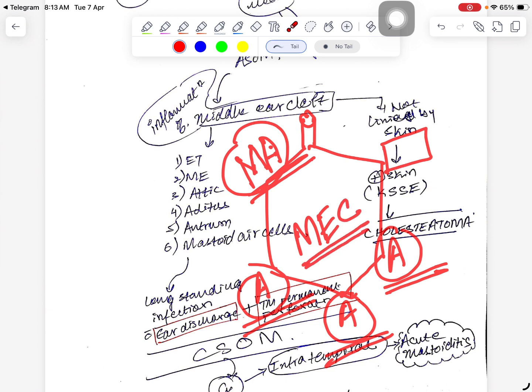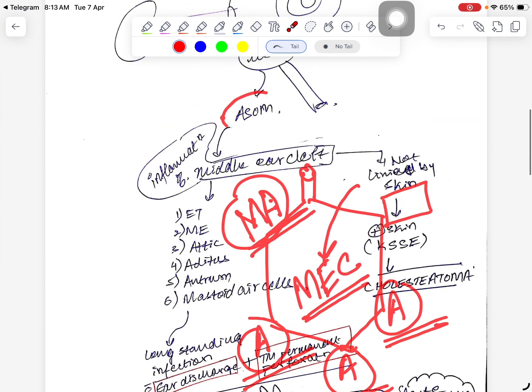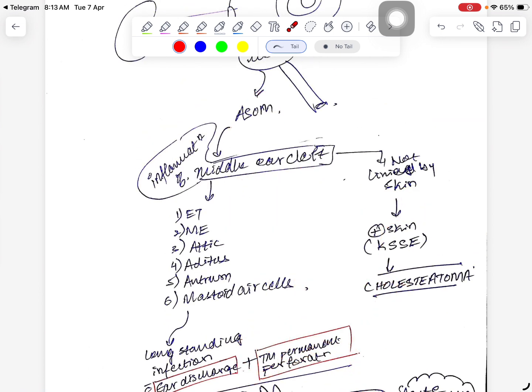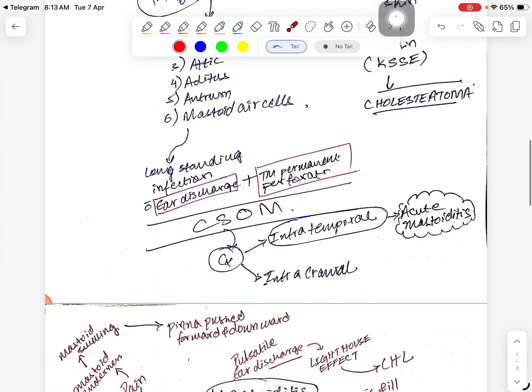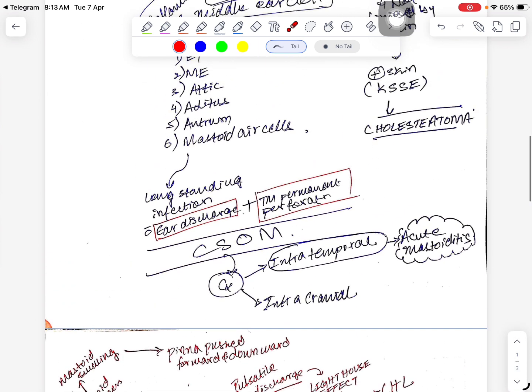So this middle ear cleft infection is called acute suppurative otitis media. That's how we came into the picture of acute suppurative otitis media. Now suppose the infection has come and gone, that is called ASOM.